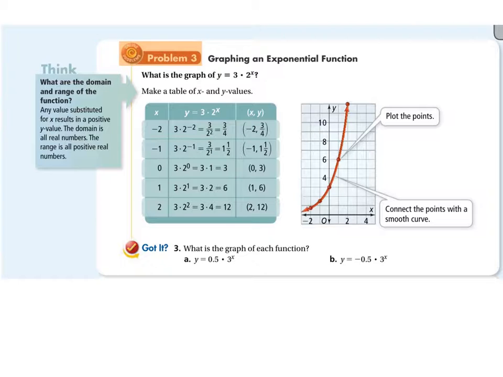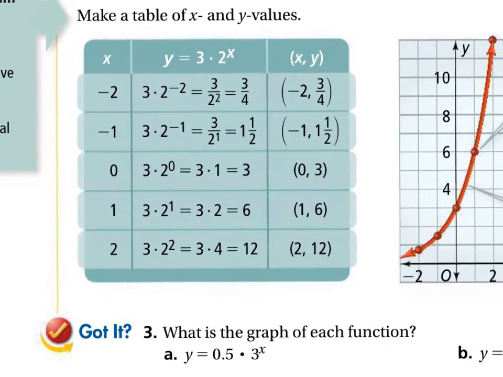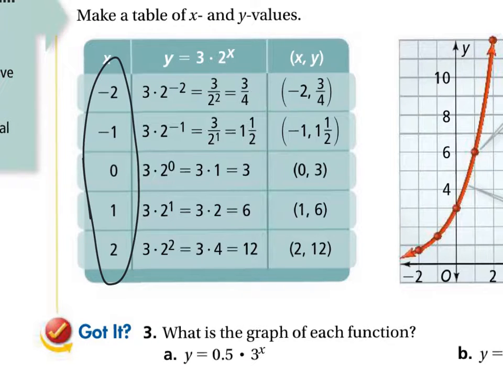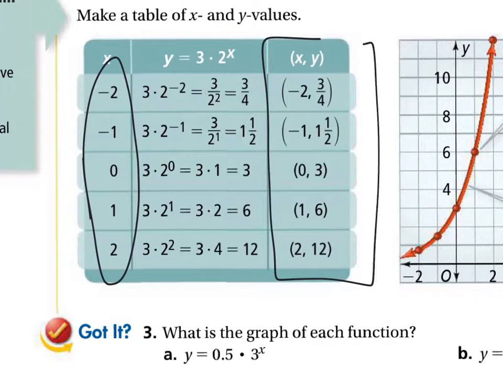So like the book did, probably a good idea, pick a couple negative points, 0, and a couple of positive points. If you want to just pick these same 5 points every time, that's fine. Okay, kind of like we did 0, 1, and 2 when we graphed a line. -2, -1, 0, 1, and 2. So they just substituted in, and then they worked it out. They got their y values, and then these are the points then.